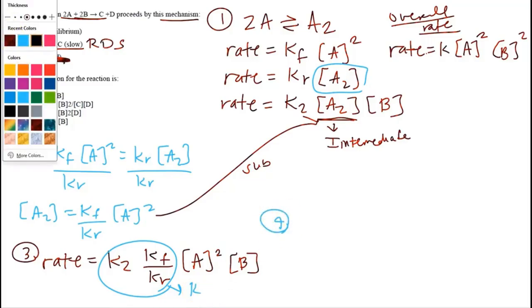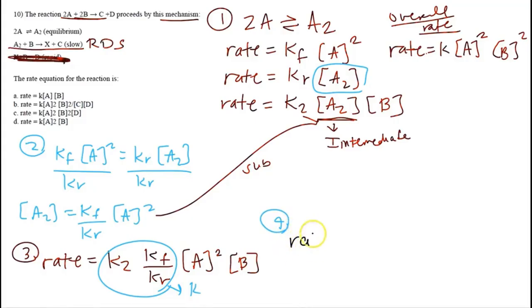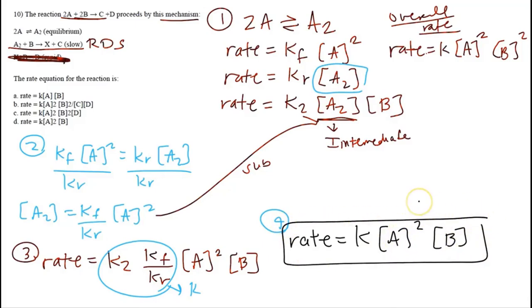So let me go ahead and get this black. So we have our final answer. It's going to be rate is equal to K by itself, A squared, B. Now all I have to do is find this in my answer choices. So this is A raised to the power of 2. That means anything that's not A raised to the power of 2, I'm getting rid of. So I'm going to get rid of A. Then we have B raised to the power of 1. This also has C and D involved, which are products, so we don't care about that. And this also has a product. So the only answer that would make sense would be D.